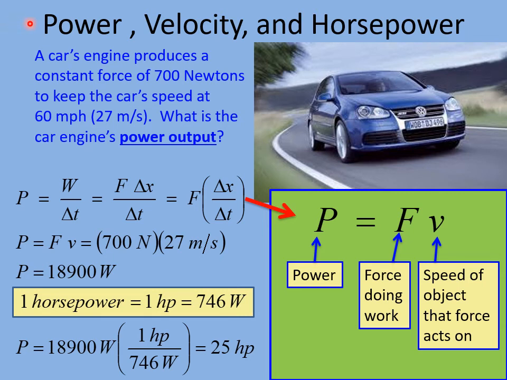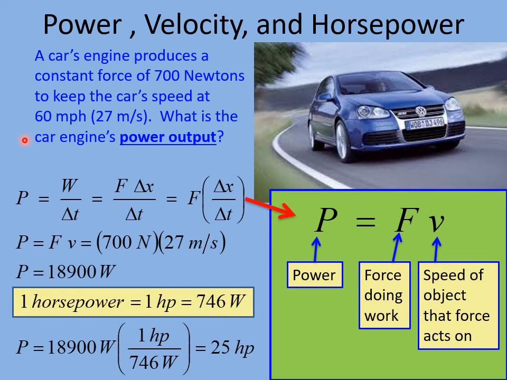This is the last slide of this part of the lecture. And here we're going to put together a couple different concepts that we've learned here. In particular, we're going to see that power is related to the speed that a force is moving an object. And we'll also talk real briefly about horsepower. So let's just work through an example here. A car's engine produces a constant force of 700 newtons to keep the car's speed at 60 miles per hour, which is converted to 27 meters per second. What is the car engine's power output?